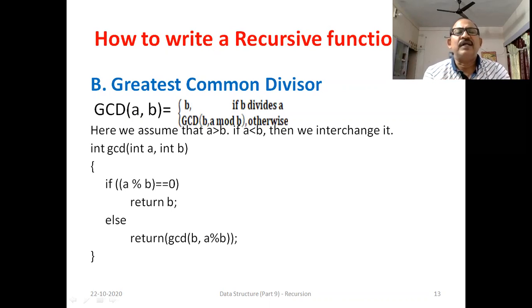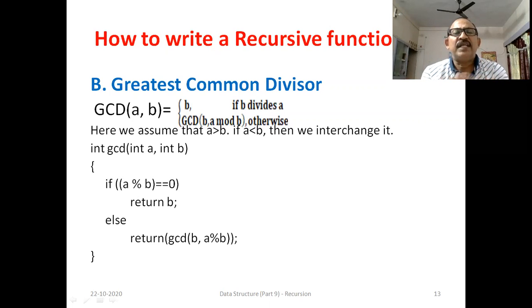Now, first you identify the terminating condition, the base case. What is the base case? Here the base case is: if b divides a, then GCD of a and b is equal to b. This is the base case. And what is the recursive case? GCD of b comma a mod b. Okay. Now, first we specify the return type of this function, integer. Next is the name of the function, suppose GCD. This function takes two parameters, a and b, and both are of integer type.